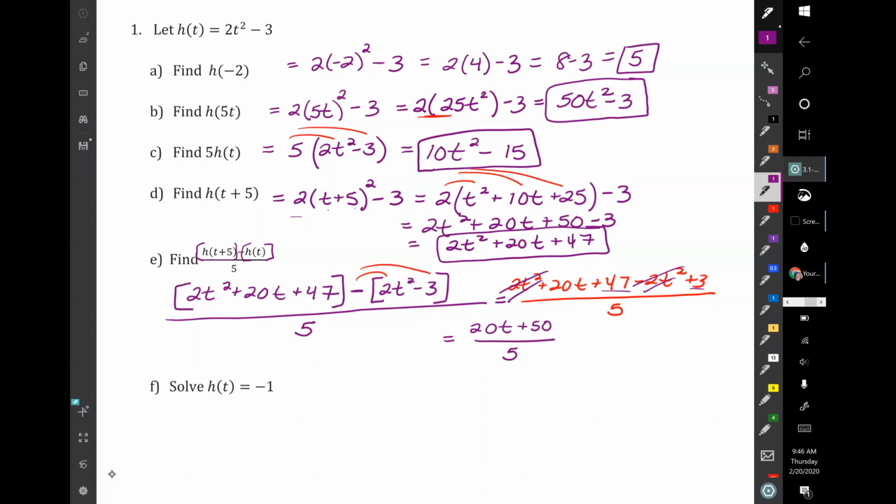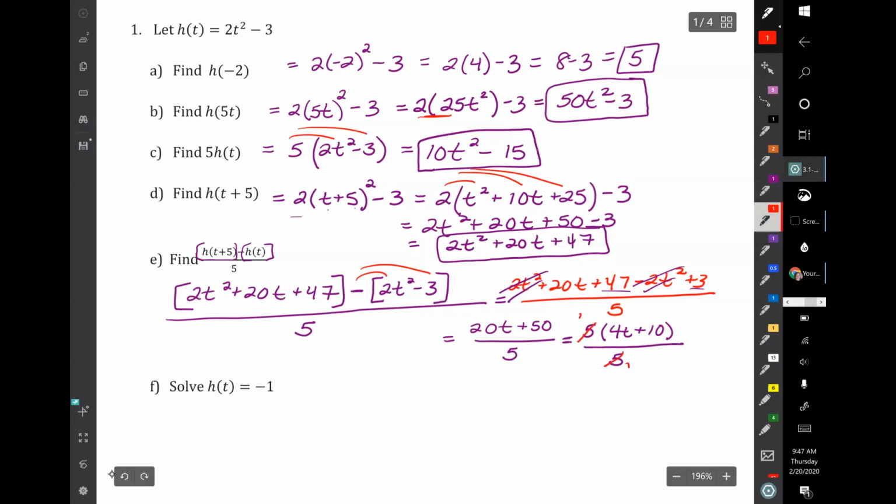Now be careful, we do want to factor and then reduce. Don't just do that bad canceling thing and slash stuff out that looks like it might go together. Be very systematic so you get in a good habit, even if this one looks easy to do a shortcut way. We want to factor out the 5 in the top, and we'll have 4t plus 10 left in the numerator, in parentheses, all divided by 5. Now we can reduce the 5s, and our answer we're left with is 4t plus 10.